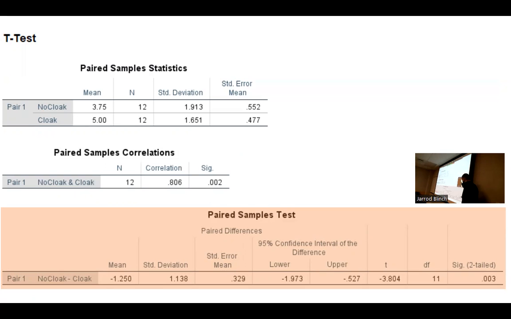But the 3 most important things for the statistics of the t-test are the t-value. So it's minus 3.8. The degrees of freedom is 11. The way this is calculated is it's the number of participants minus 1. So we have 12 participants minus 1 is 11. And then, okay, is it significant? This is our p-value, and it's 0.003. That is less than or equal to 0.05. So we are seeing a significant difference between these two conditions.